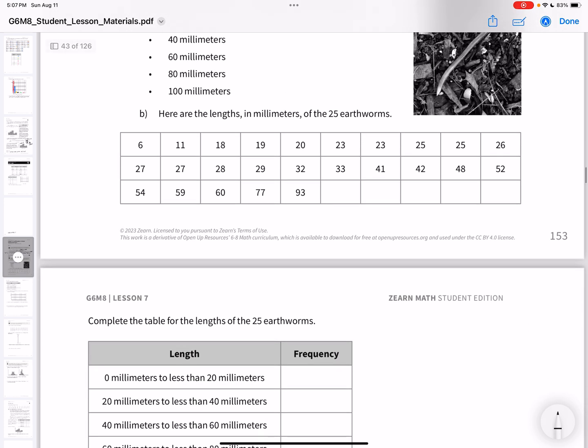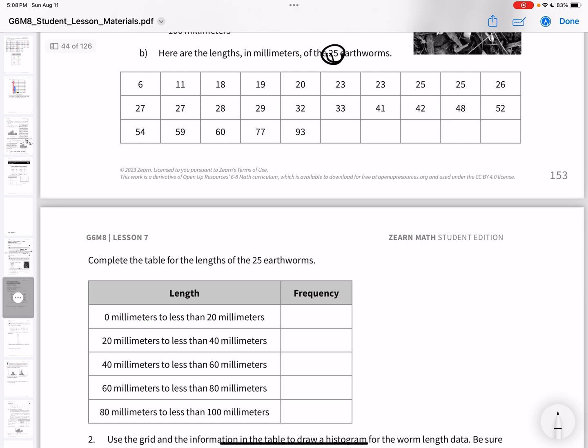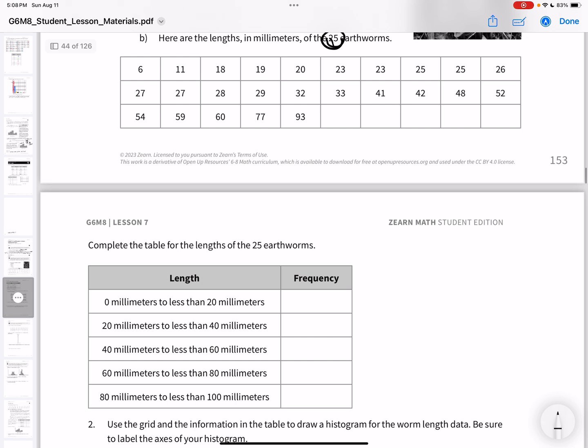B, here are the lengths in millimeters of the 25 earthworms. So we have 25 data points. There they are. Complete the table for the lengths of the 25 earthworms. So this one, we're looking for 0 to just less than 20. So here is 20. So we want everything below that. So that's 1, 2, 3, 4 numbers.